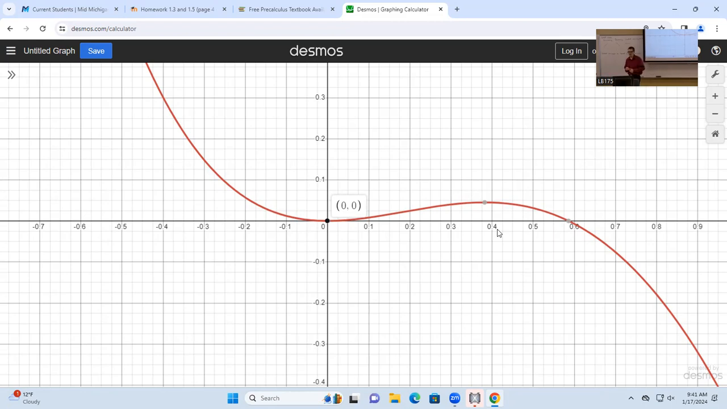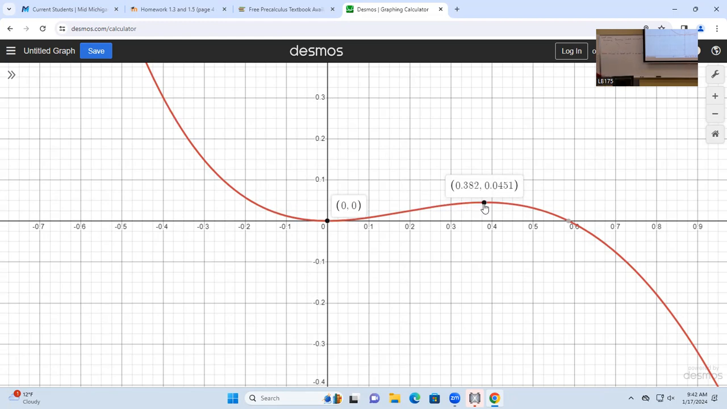Okay. And on the flip side of that, a local maximum is the highest point on some interval. So if you look at this point right here, 0.382, 0.0451, that is a local maximum because it's the largest value, the highest point on an interval. Obviously, it's not what we call a universal maximum because we can see that there are points over here which are higher, but it is a local maximum.